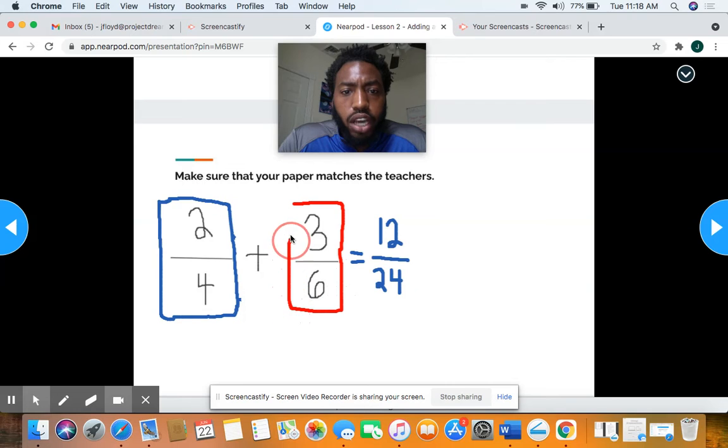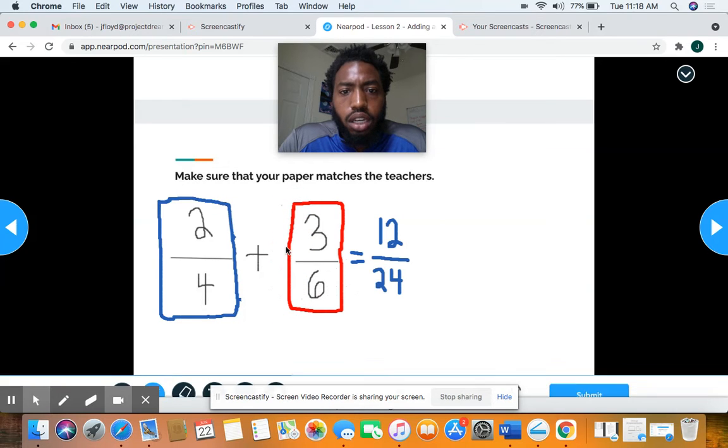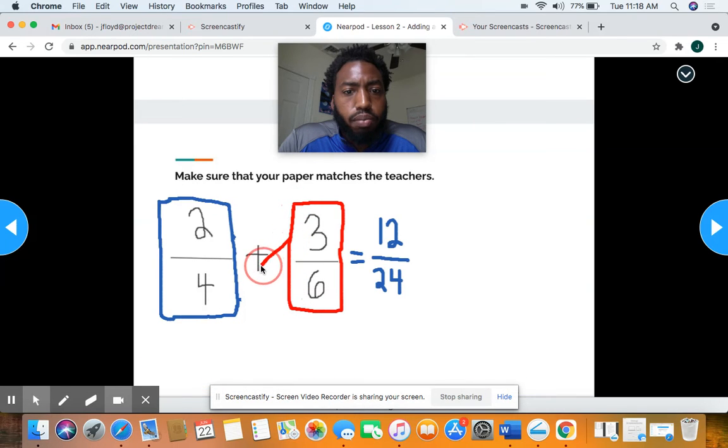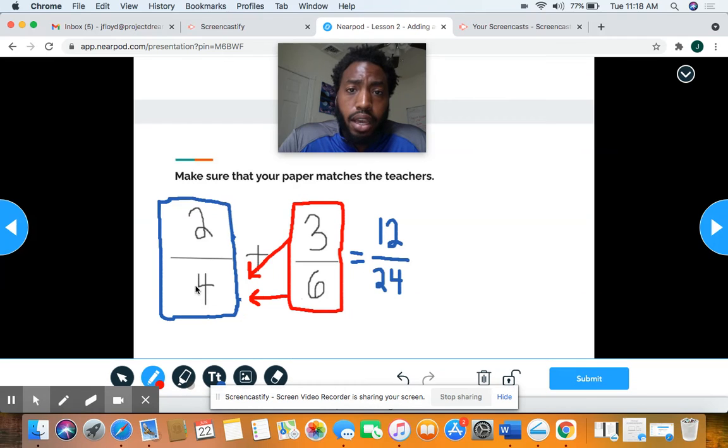Now I draw my second fraction in red. Now I draw my two arrows. One arrow, two arrows. Remember, point the arrows to the opposite denominator, or to the denominator of the other fraction. I know you guys remember what we just did.